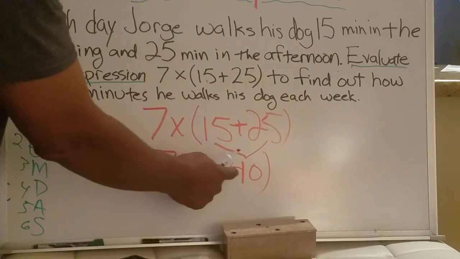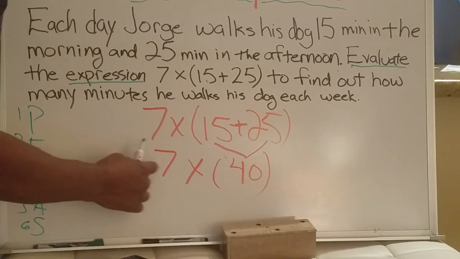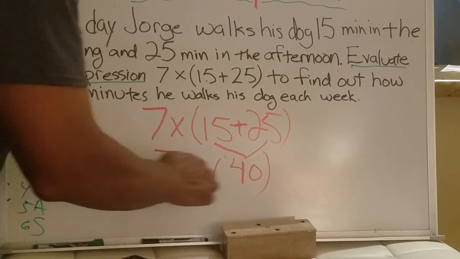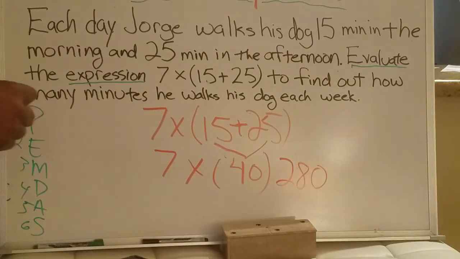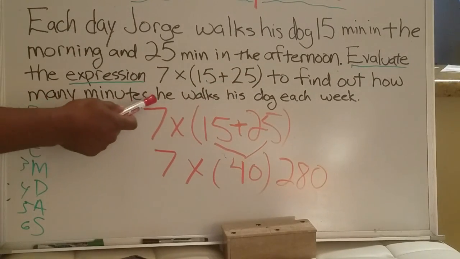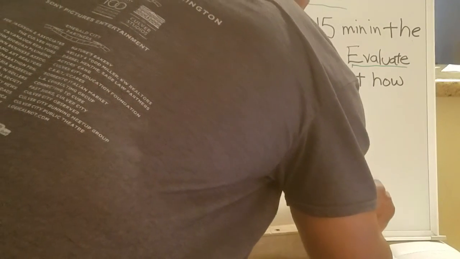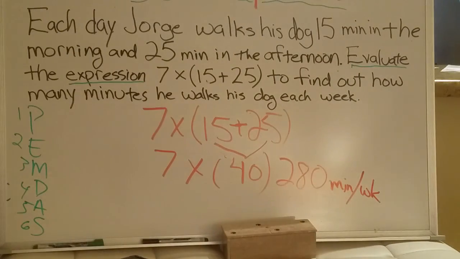Well, 7 times 40, that's actually kind of easy because we know what 7 times 4 is. 7 times 4 is 28, and we just simply add the 0. So 7 times 40 is 280. So there's our answer. That's how you find out how many minutes he walks his dog each week. He walks his dog 280 minutes per week. There is your answer. Pretty easy, huh?